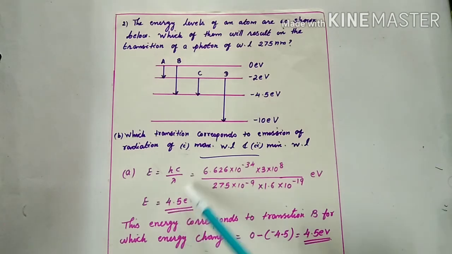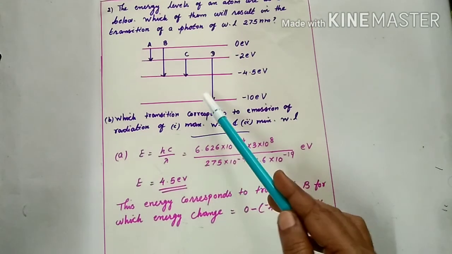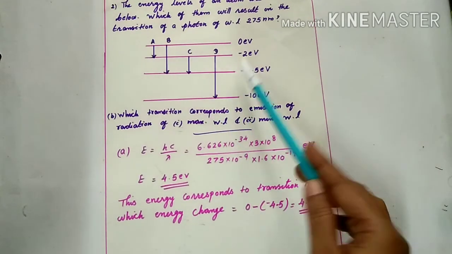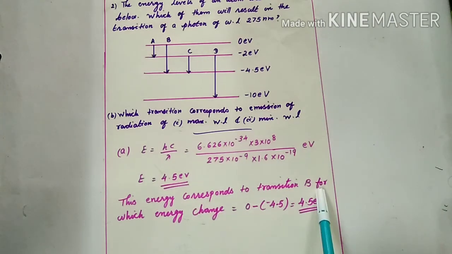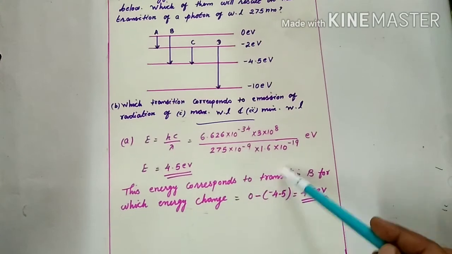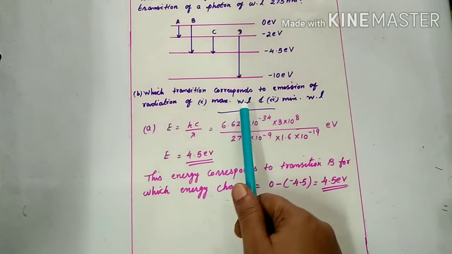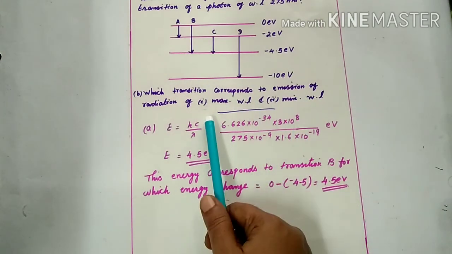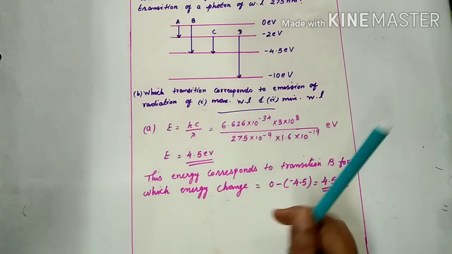Then you want to find out which transition corresponds to this energy value. When you find out the energy of each transition, you will get the answer. Transition B corresponds to the energy 4.5 electron volt. That is the first part of the question, same as the first question. Then the second part: which transition corresponds to the emission of radiation of maximum wavelength and minimum wavelength.